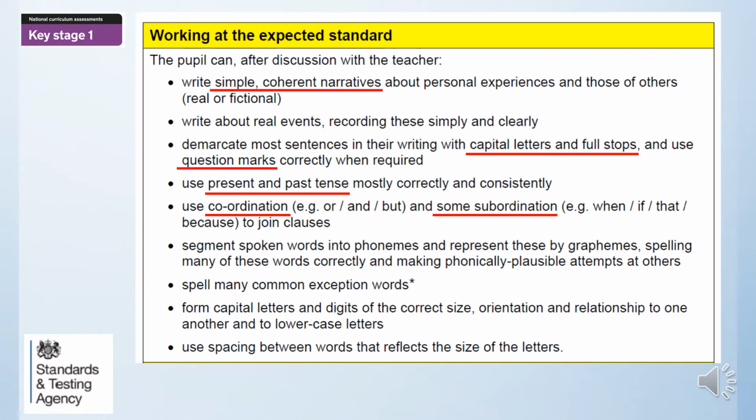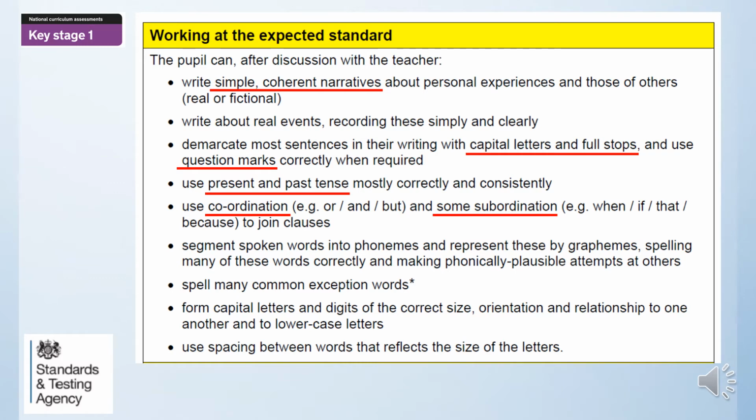What's meant by simple coherent narrative? Well, coherence means that the writing is logical, that it uses the appropriate tense, that coordinating and subordinating conjunctions are used appropriately. It contains expanded noun phrases, and there are different sentence types used in the writing, such as statements, questions, commands, or explanations. So there's an awful lot in there, so children need to be able to evidence that in what they write.